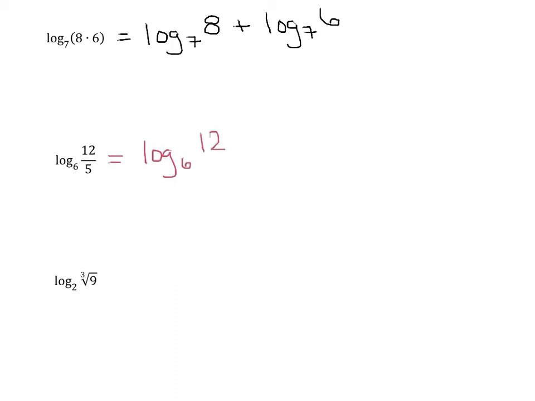So now let's take a look at a few of these properties. We're going to start with some simple ones. The next set will definitely be harder. So first we've got the product property, right? We're multiplying 8 and 6 together. So what I'll do is I will have log base 7 of 8 plus log base 7 of 6. That's how we do that. Quotient property is going to be the same kind of thing. Log base 6 of 12 minus log base 6 of 5.